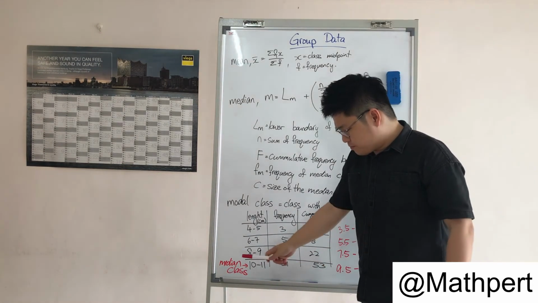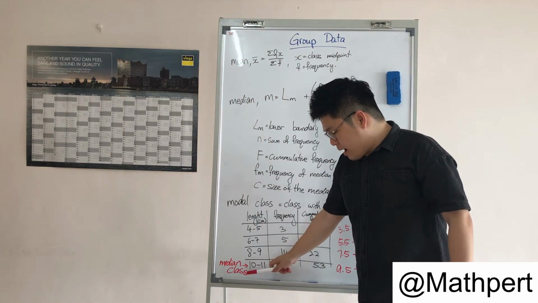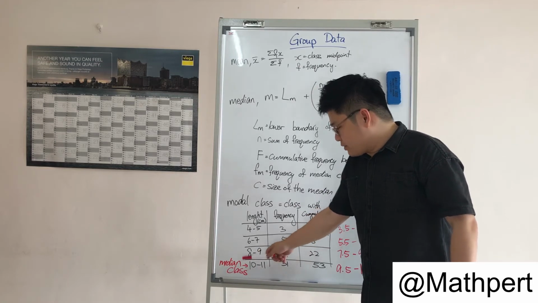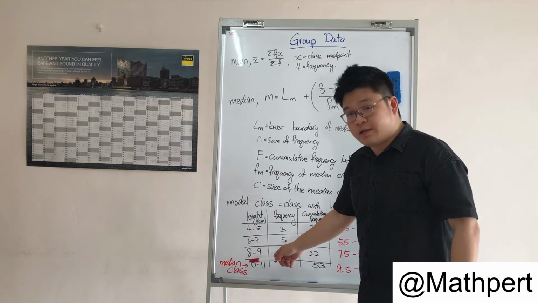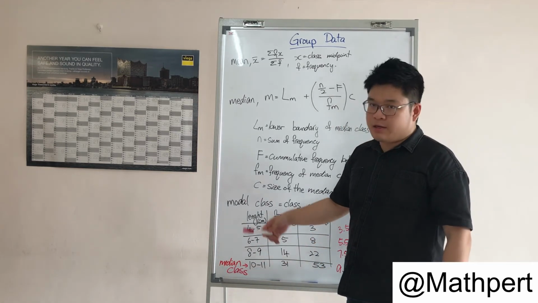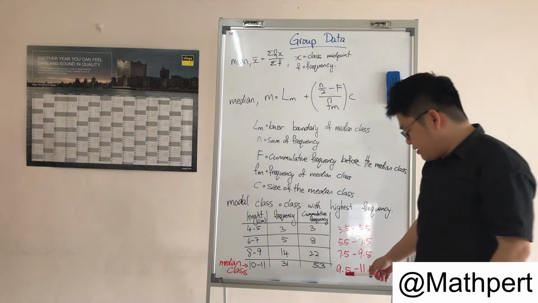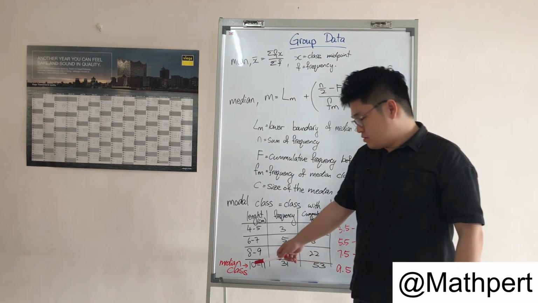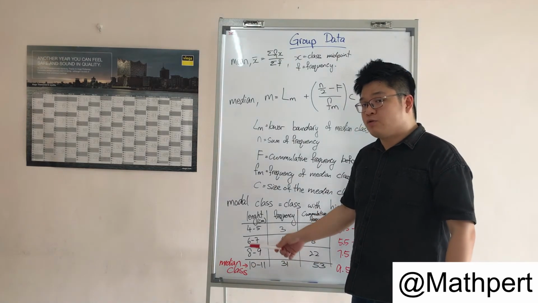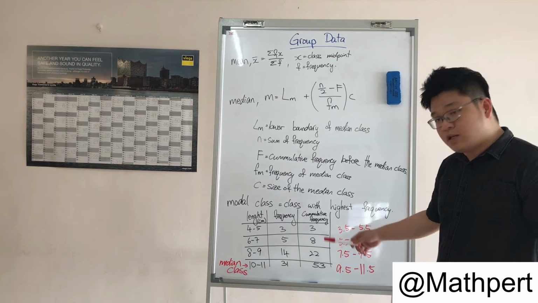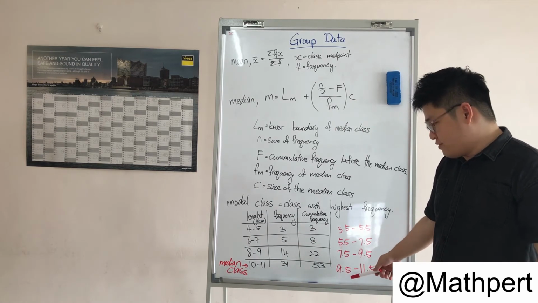Notice how I get the lower and upper boundary. It's just the smaller number from the class, add up the previous class, then divide by 2. Meaning 10 plus 9 divided by 2. So we get 9.5. Okay? 10 plus 9 equals 19. 19 divided by 2 is 9.5. So the lower boundary is 9.5.